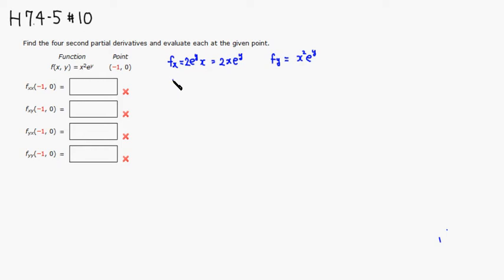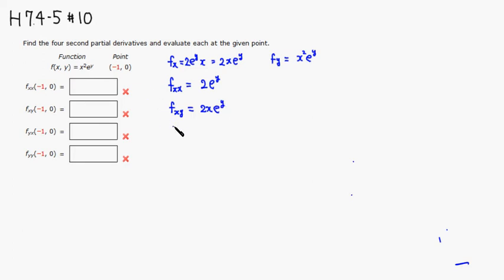Then we have the second partial with respect to x. We just have to take the partial of this with respect to x. The derivative of 2x is going to be 2, and e to the y is just a constant, so you just get that. And then partial with respect to x, then with respect to y. We take the partial of this guy with respect to y. 2x is just a number, and the derivative of e to the y is e to the y.